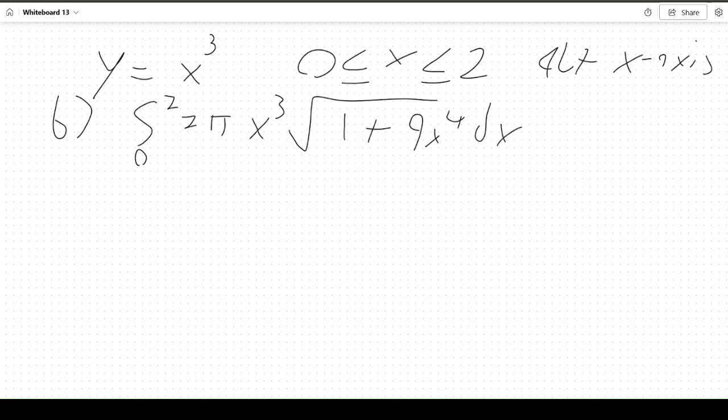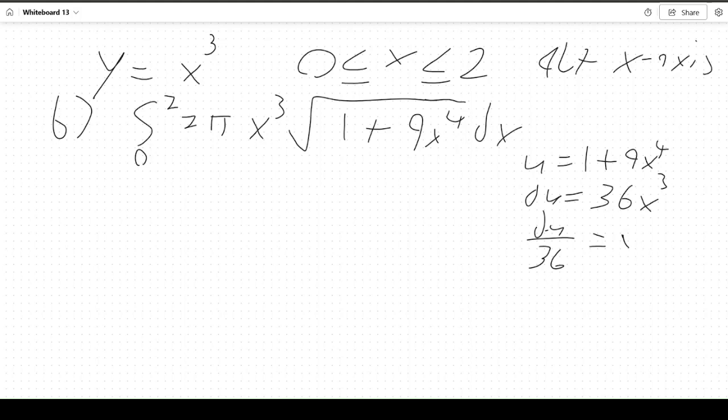We're going to try to integrate this. So this seems like a lot, but we can use u substitution here. So u would be 1 plus 9x to the power 4, and the derivative of that would be 36x to the power of 3. We don't have that in this equation, so we have to divide by 36. And we are left with x to the power of 3.